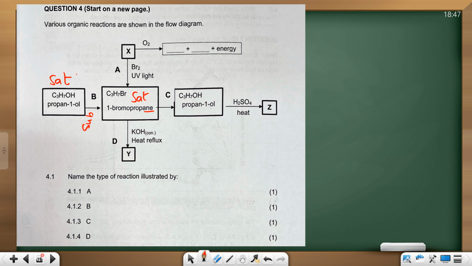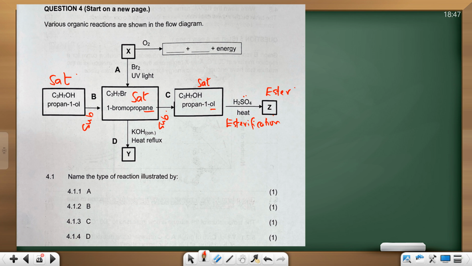Substitution. Does that make sense? Good. What is C? Another saturated. What is that? Substitution. Plus heat. Oh, I see sulfuric acid. So what's happening here? I know I'm going to form an ester. What is this process? Esterification.